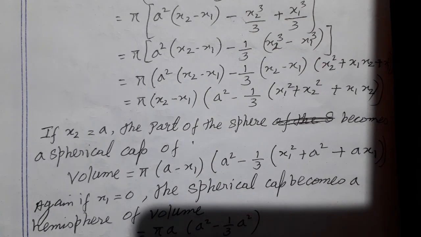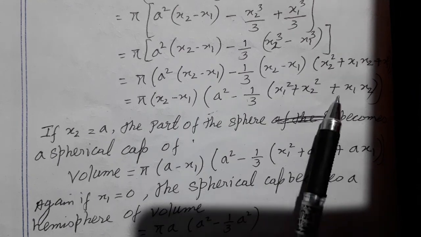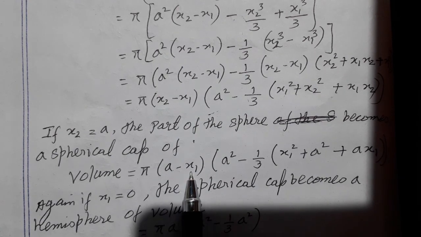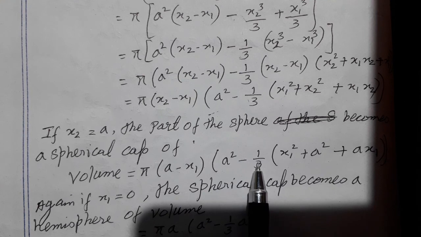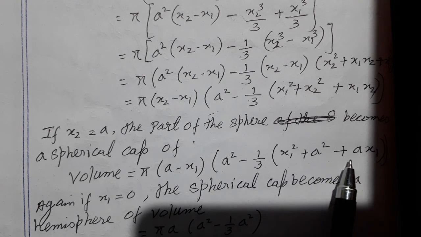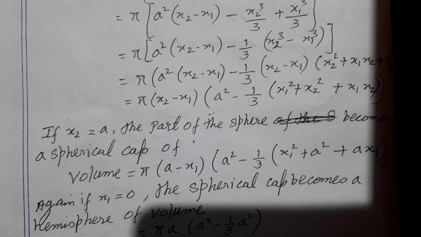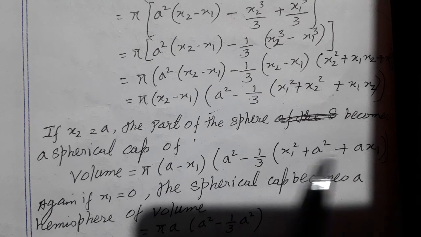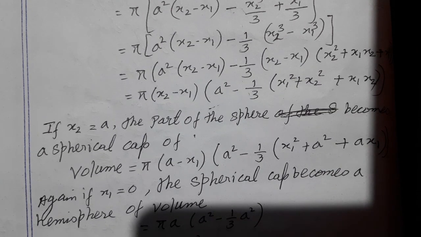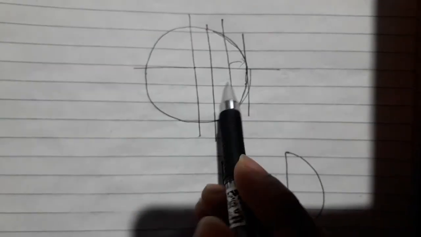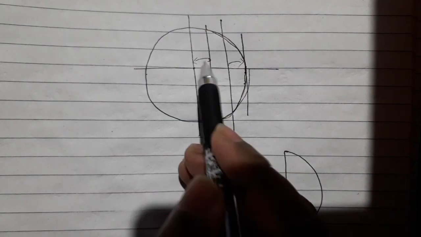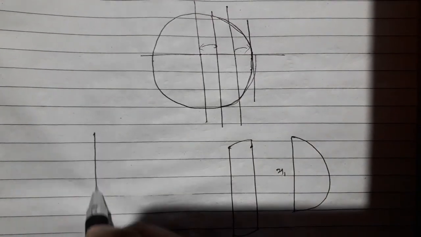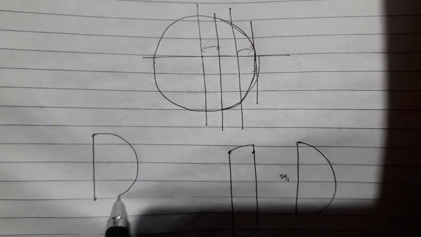So wherever x2 is there, let us put a. We get pi times a minus x1 times a squared minus 1 by 3 times x1 squared plus a squared plus a x1. Now if we take x1 to be 0, this spherical cap will change to a hemisphere. If we shift this x1 to this, we get something of this type.